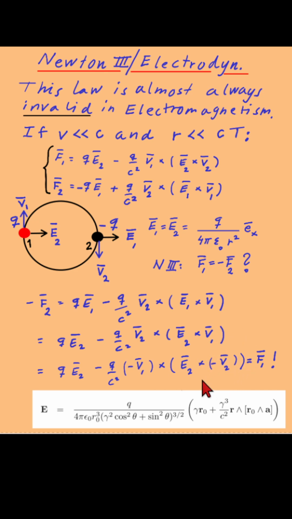So put in that. And then those minus signs we can take out from the vector product, and that will just be 1. So what you have left is actually just the force on particle 1. So in fact, Newton's third law is approximately valid for this symmetrical system.